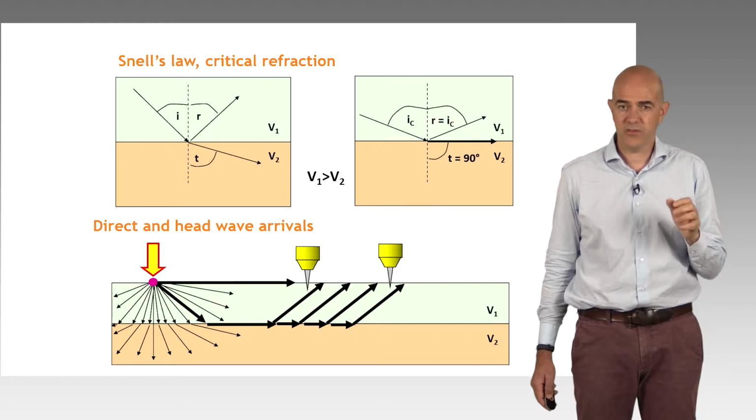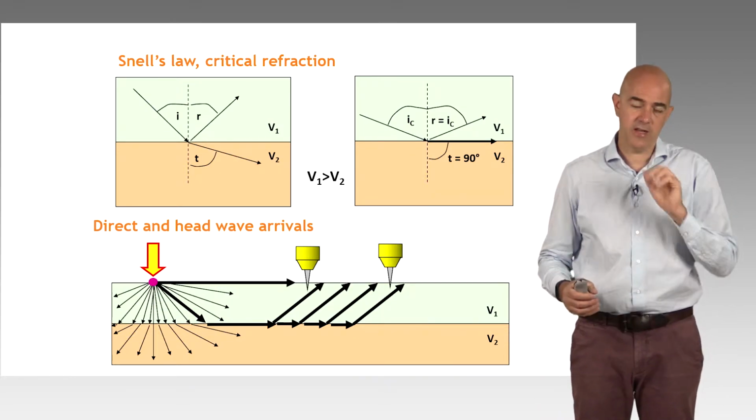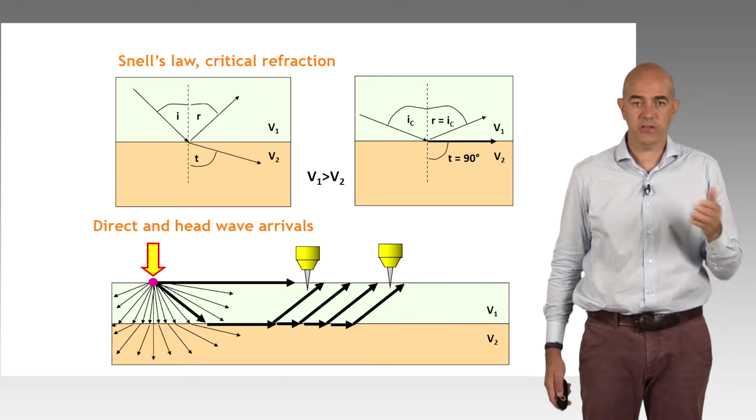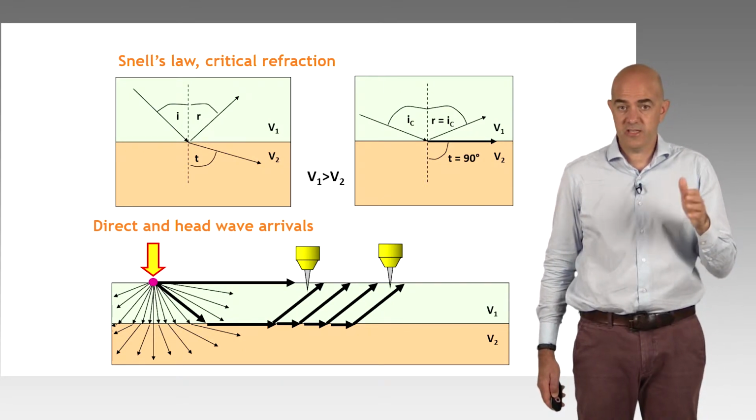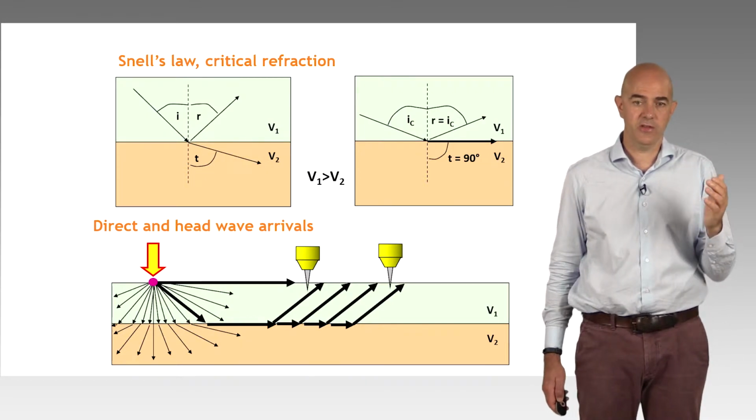And what happens is that when we have a source at the surface, the energy is going down in all directions, and at least one angle will hit the interface with a critical angle. This critical angle corresponds to a critical refraction, which is parallel to the layer and comes back to the surface. So let's see what happens.